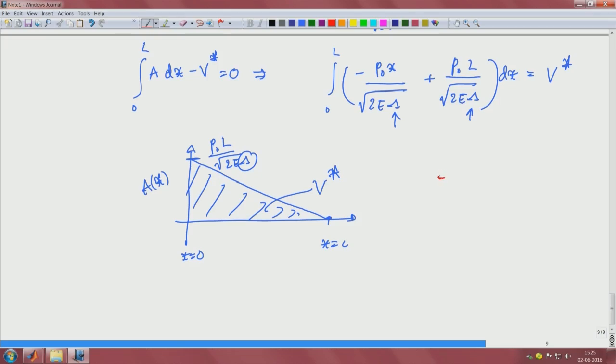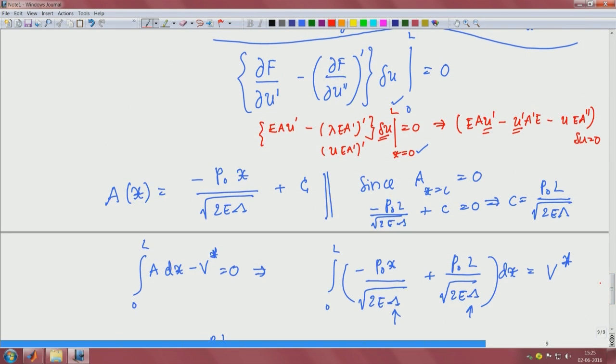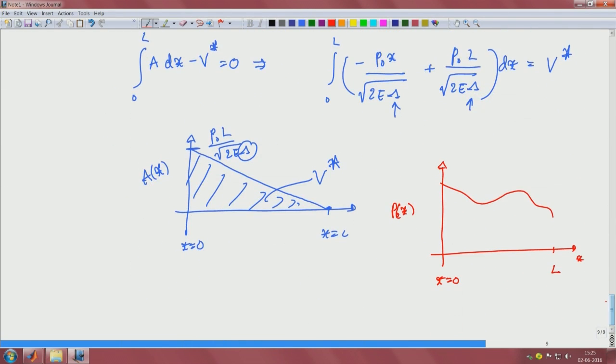What if P is some arbitrary thing? Let us say P is given like an arbitrary function. So P of x here is not constant as we assumed, but let us say it is something like that from x equal to 0 to x equal to L. Then we have to integrate and do it for different boundary conditions. We have boundary conditions already, we have to make sure that everything is satisfied, impose them and try to get that, which we will consider in the next lecture.